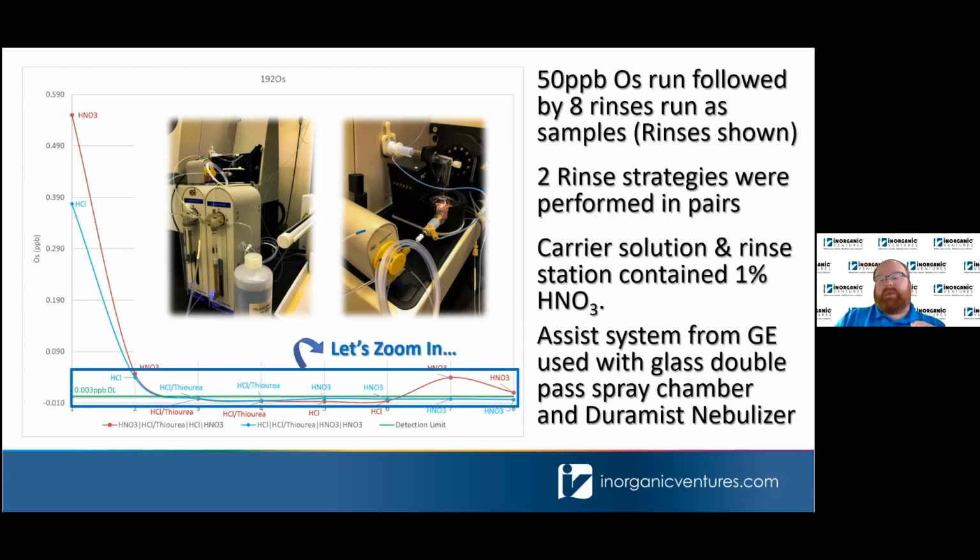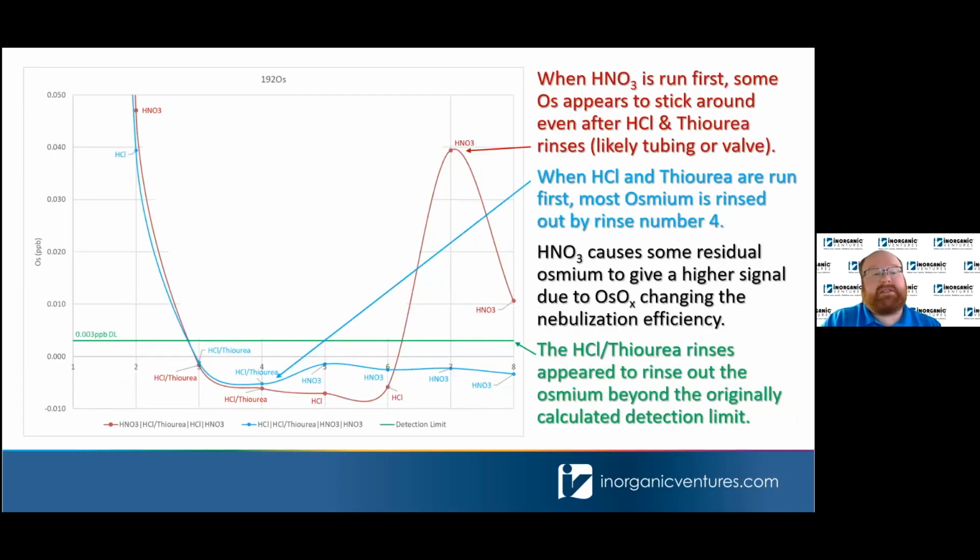So we're going to zoom in on the ones that are lower to see what's going on. So this up here is the second rinse. If we start looking at the third, where we go to thiourea, thiourea seems to make everything go really low with counts, and that's good. So we have a second thiourea. Remember that nitric acid is running between each of these samples. And then we switch back to nitric here. We switch back to HCl here.